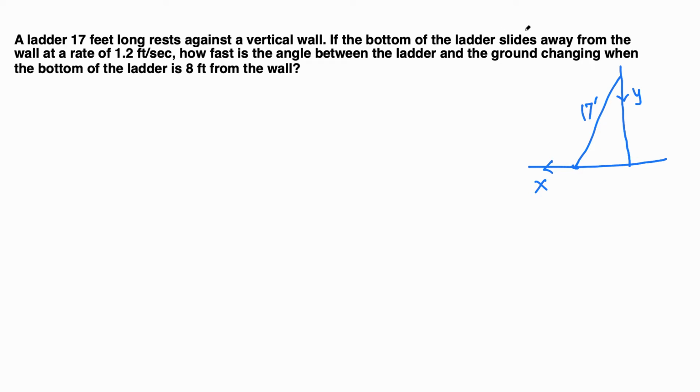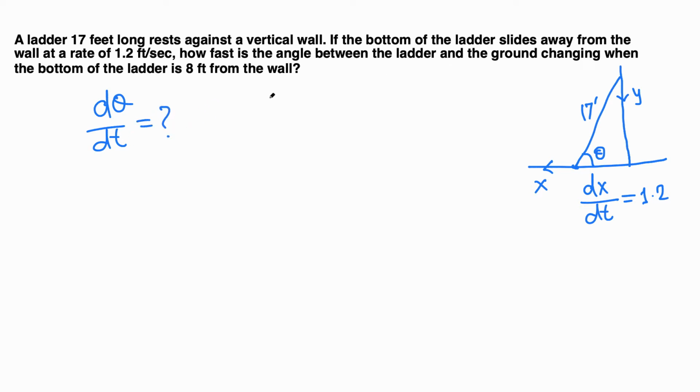If the bottom of the ladder slides away from the wall at a rate of 1.2 feet per second, so this one is sliding away, so dx over dt is 1.2. How fast is the angle between the ladder and the ground changing? So ladder and ground, so this angle, let's say theta. How fast means rate, so we want to find the rate of change of that angle theta.